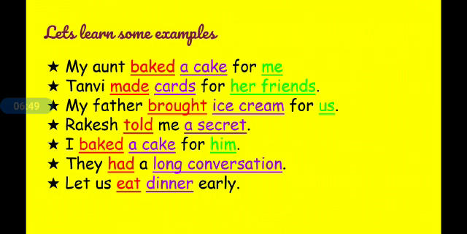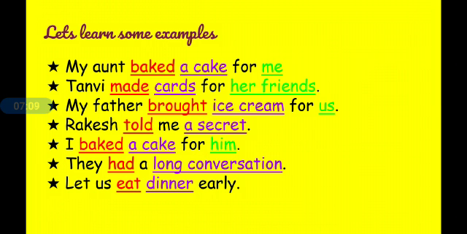Tanvi made cards for her friends. What is the verb here? Made. And Tanvi is the subject. What did she make? Cards. So cards is the direct object. For whom had she made? For her friends. Her friends is the indirect object.